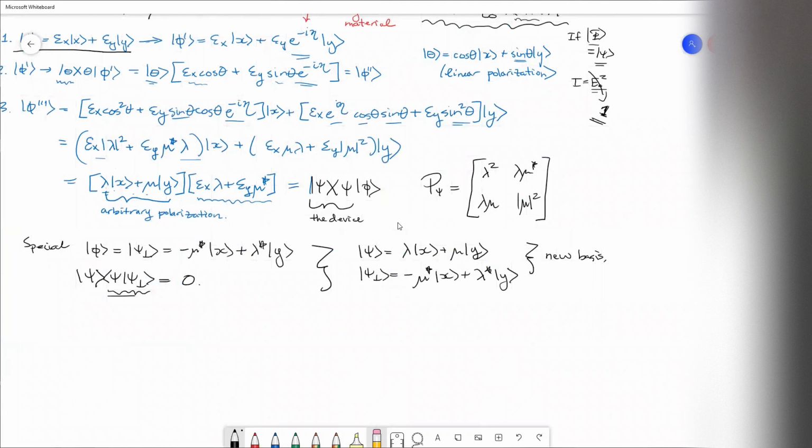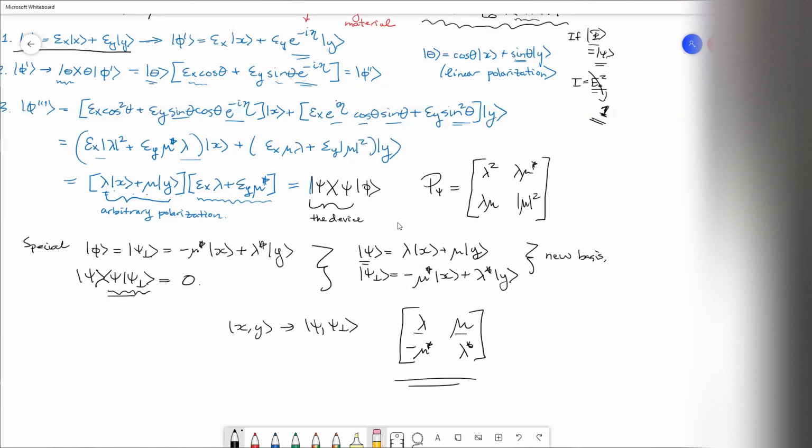And we can, of course, go from the xy basis to the psi, psi perp basis using the following matrix. You take xy to get psi, you get lambda mu, and for the other one, you get minus mu star, lambda star. And what must be true about this matrix? Anyone? Does it have to be Hermitian? Not quite. Unitary? Yes, it must be unitary.